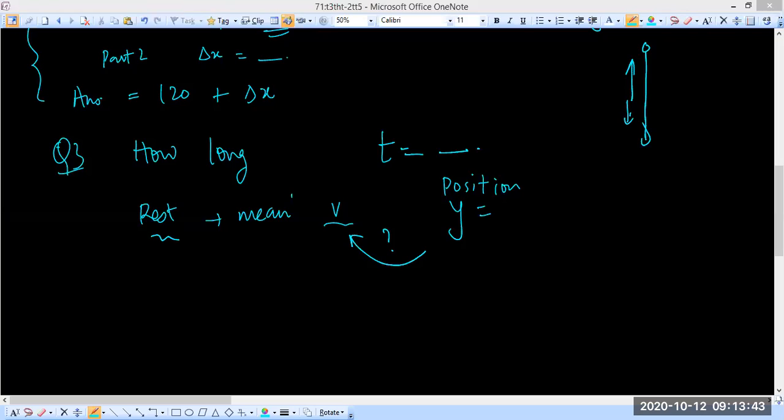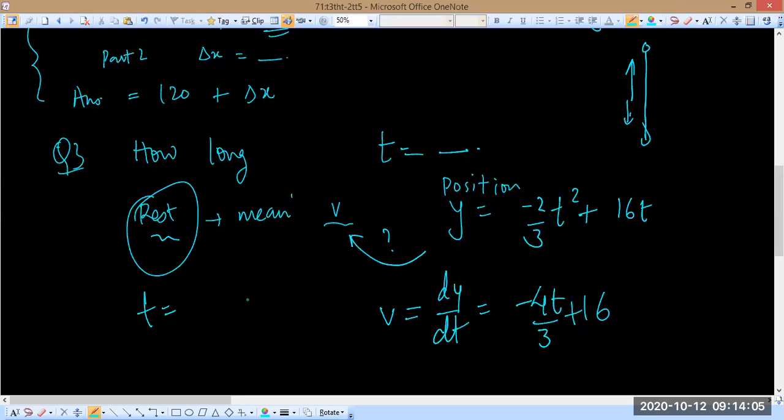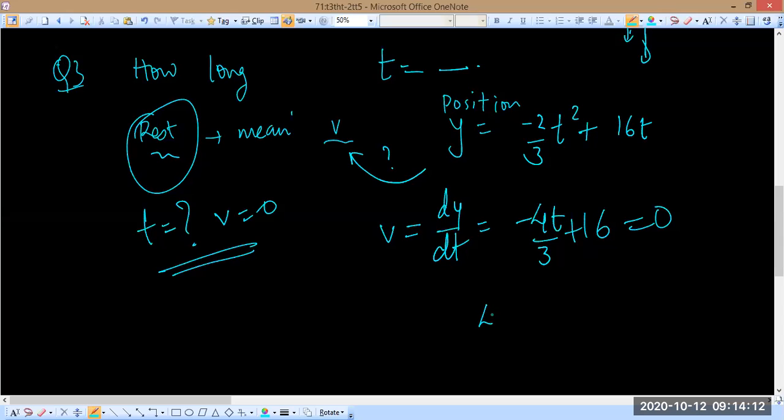Yes, very good, Preet. Okay, so y is given to be minus 2 by 3 t square plus 16t. So its differentiation is dy by dt is equal to minus 4t by 3 plus 16. Yes, so this is velocity. Now we want to find t when it is at rest. Okay, so we want to find t when v is 0. So put v equal to 0. Now solve it. Okay, that easy. Clear?